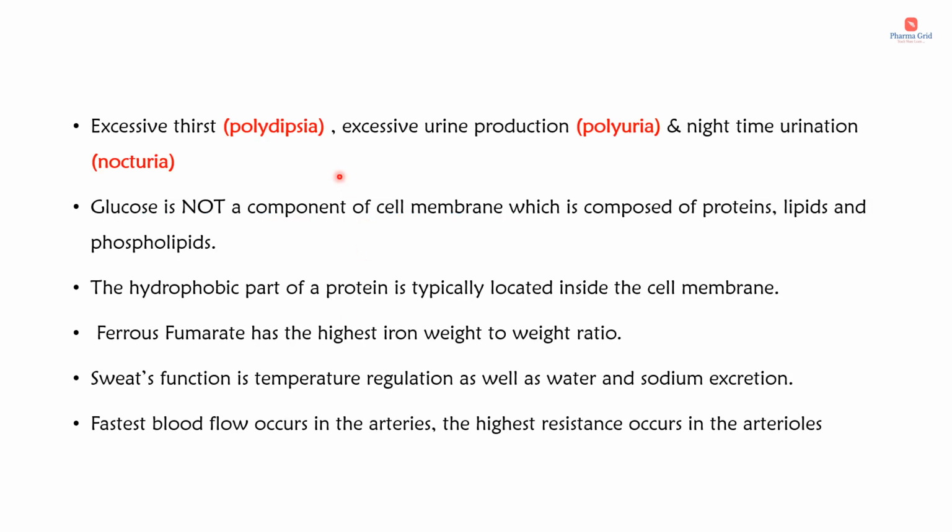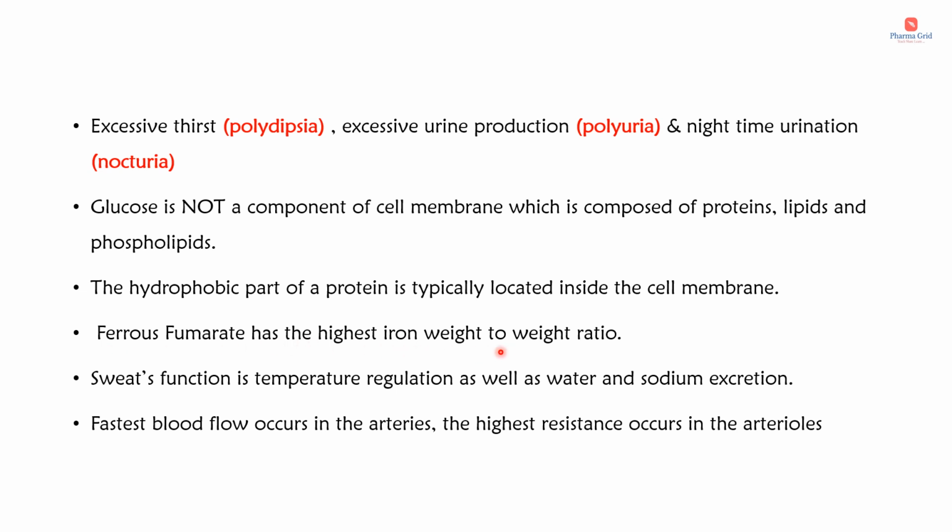Polydipsia means excessive thirst. Polyuria means excessive urine production. Nocturia means nighttime urination. Glucose is not a component of cell membrane, which is composed of proteins, lipids, and phospholipids. The hydrophobic part of a protein is typically located inside the cell membrane. Ferrous fumarate has the highest iron weight to weight ratio.